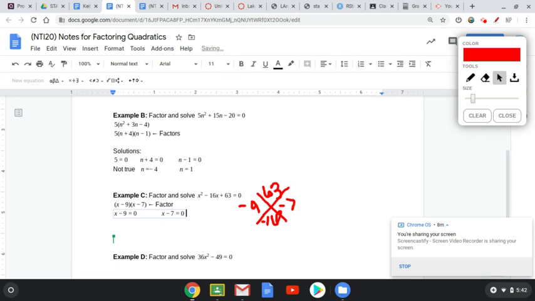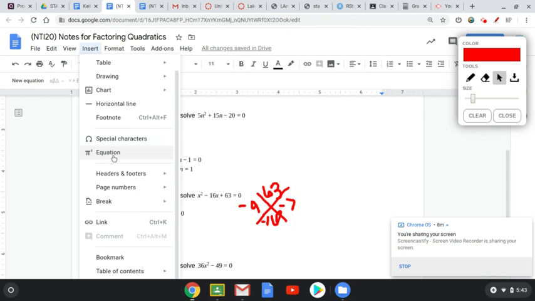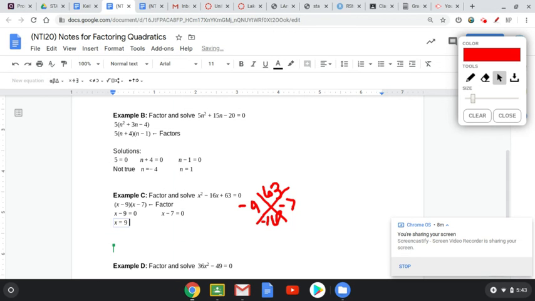Well, when I solve those, what's going to happen? My solutions will have opposite signs. So your solutions here are going to be x equals 9 and x equals 7. And right there, you're done. So x equals 9 and x equals 7.